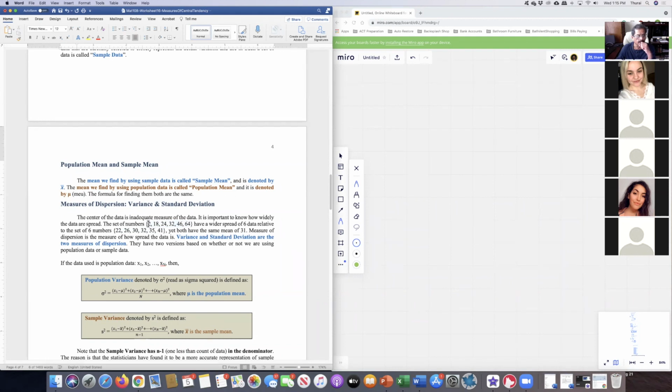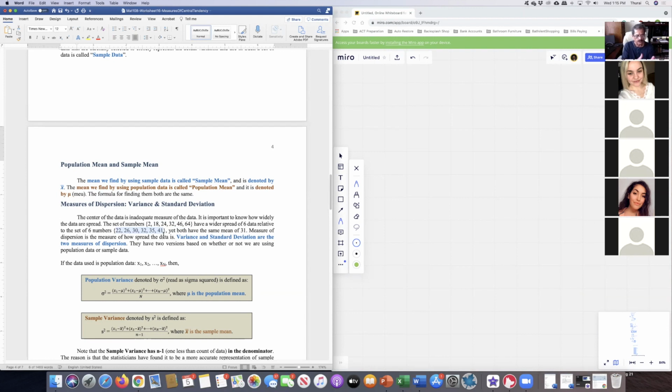You can see that this data is more dispersed. It goes from 2 to 18 and then 24 and goes all the way to 64. It's in a wide range. And this is in a shorter range. That's what it means to say dispersed. The first data is dispersed more than the second.